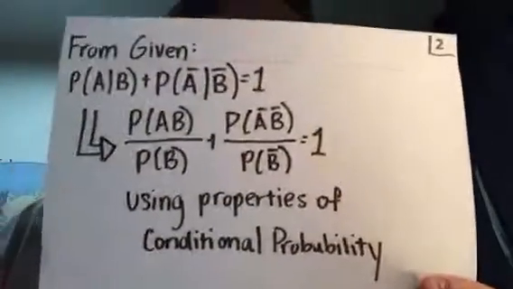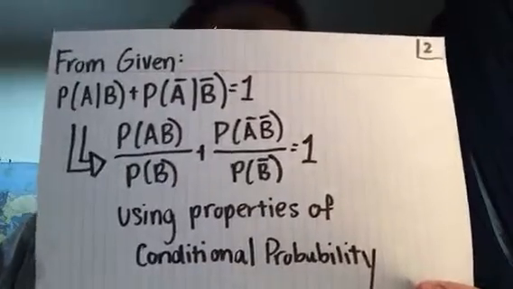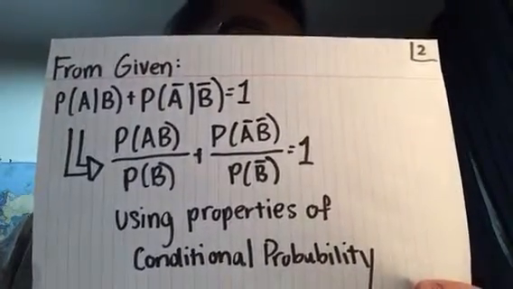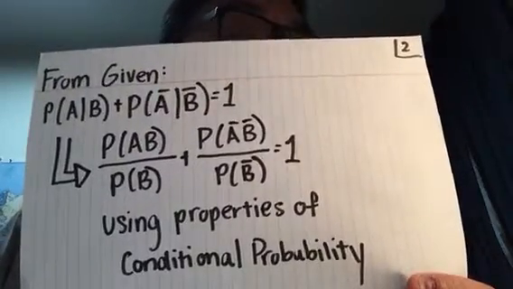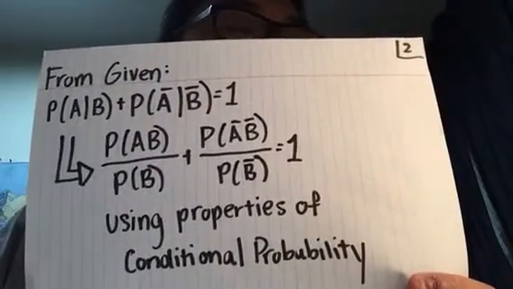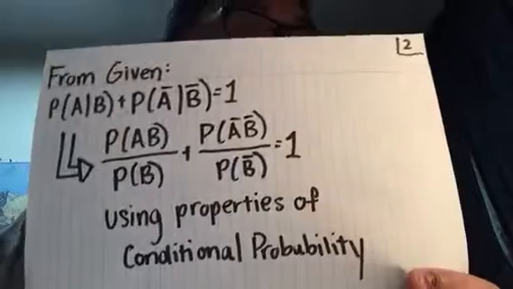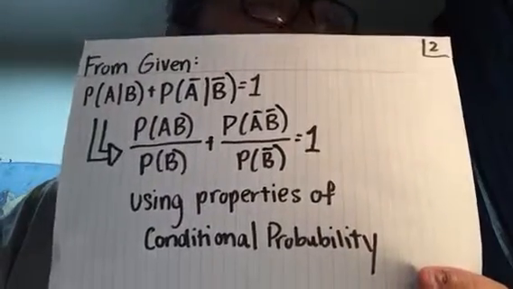All right, so we're going to start off with the given and convert it using properties of conditional probability, as you can see here, to the probability of the quantity A times B over the probability of B, plus the probability of the product A bar B bar over the probability of just B bar, again equaling 1.